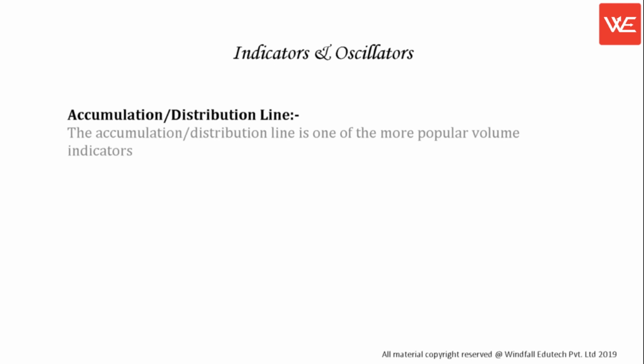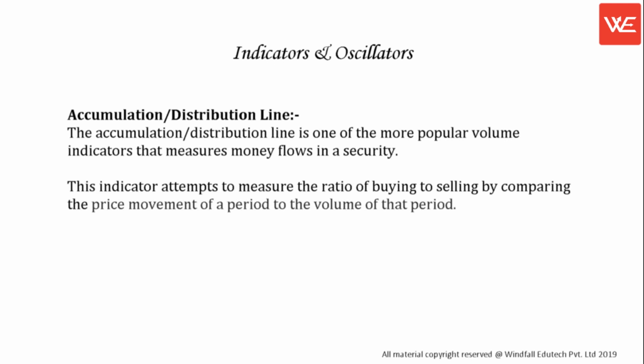Accumulation distribution line. The accumulation distribution line is one of the more popular volume indicators that measures money flows in a security. This indicator attempts to measure the ratio of buying to selling by comparing the price movement of a period to the volume of that period.